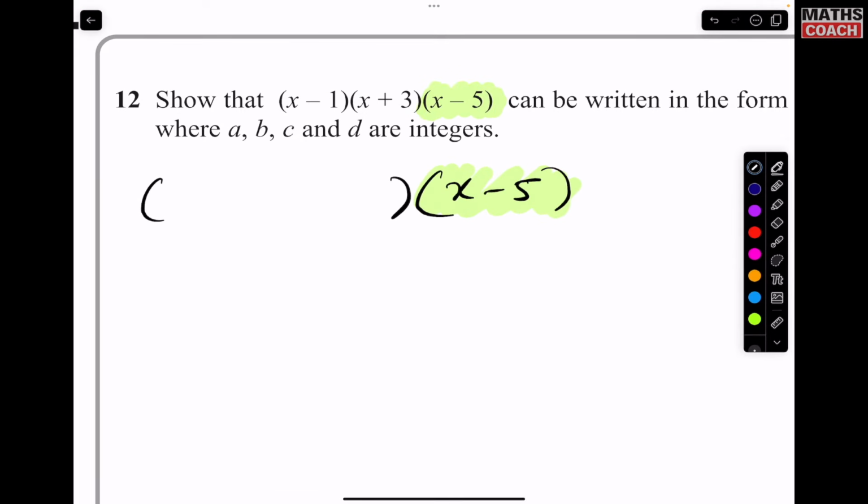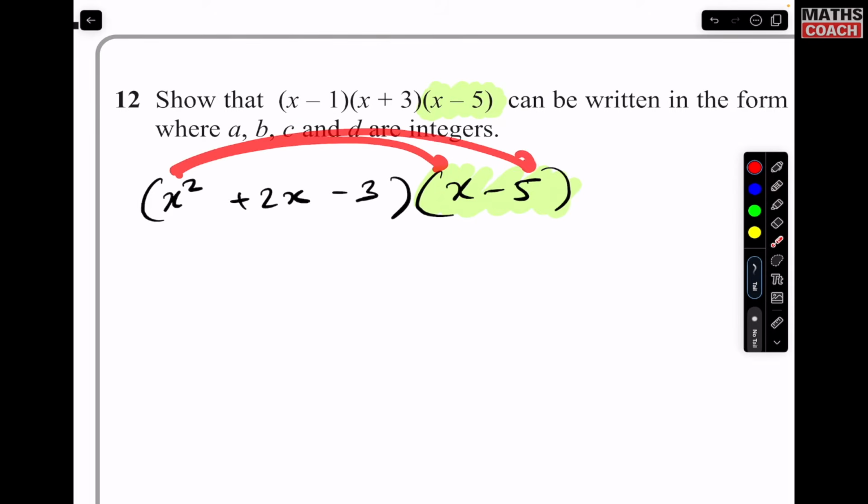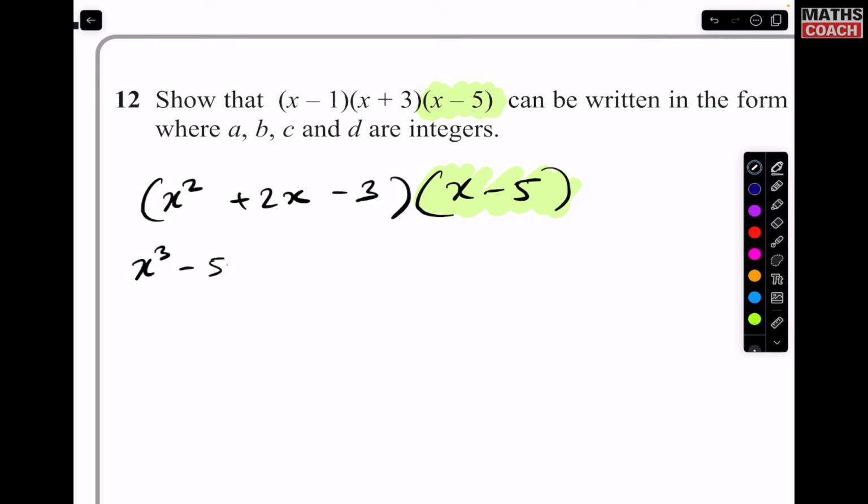So the first thing, guys, is we get x times x, which is x squared. Then we get x times 3, which is 3x. And then 1 times x, it's a negative. So 3x minus an x is 2x. So plus 2x. And then we get minus 1 times 3, which is minus 3. So I've just collected the like terms as well, so don't get confused. Next, we expand that out now with the bracket that we were ignoring. So each of these terms individually will get multiplied. So x squared times x, what do we get? We get x cubed. X squared times minus 5, minus 5x squared.